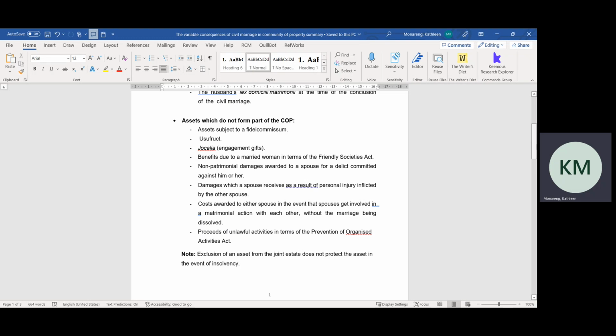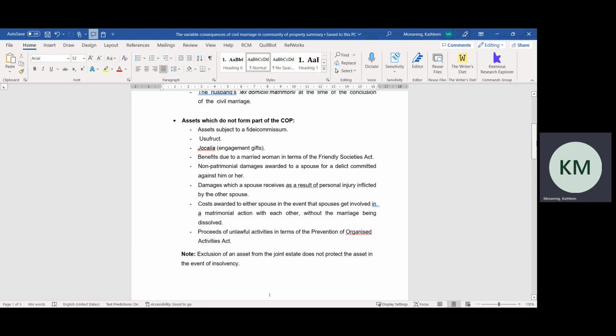It is important to note that spouses who are married in community of property cannot sue each other. The only time that an action can be brought against the other spouse is when the other spouse has caused personal injury to the spouse who is bringing the claim. That is the only time that an action can be brought against a spouse who is in an existing in community of property marriage.